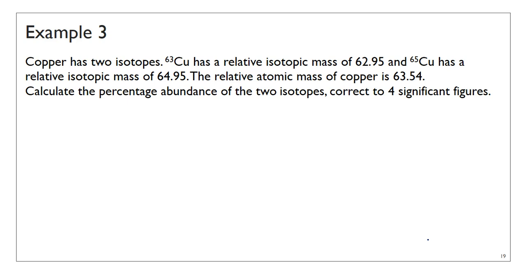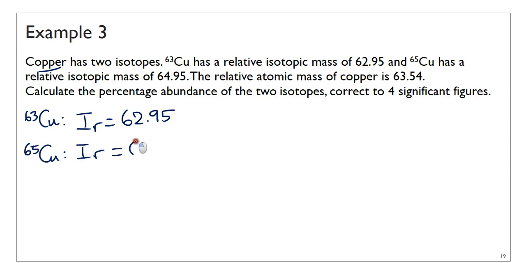Example 3. Okay, this one's actually quite fun. So copper has two isotopes. You have copper 63. Let me start summarizing the question. It has a relative isotopic mass of 62.95, and you have copper 65, which has a relative isotopic mass of 64.95. You're also given the relative atomic mass of copper.